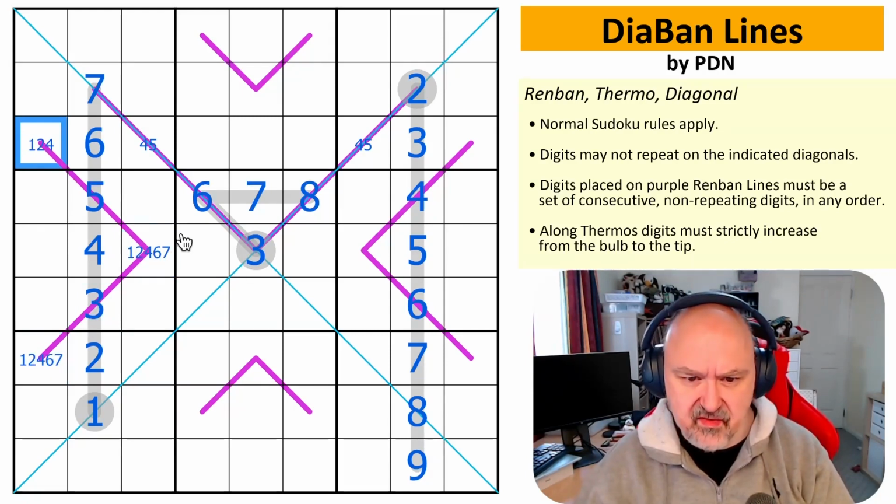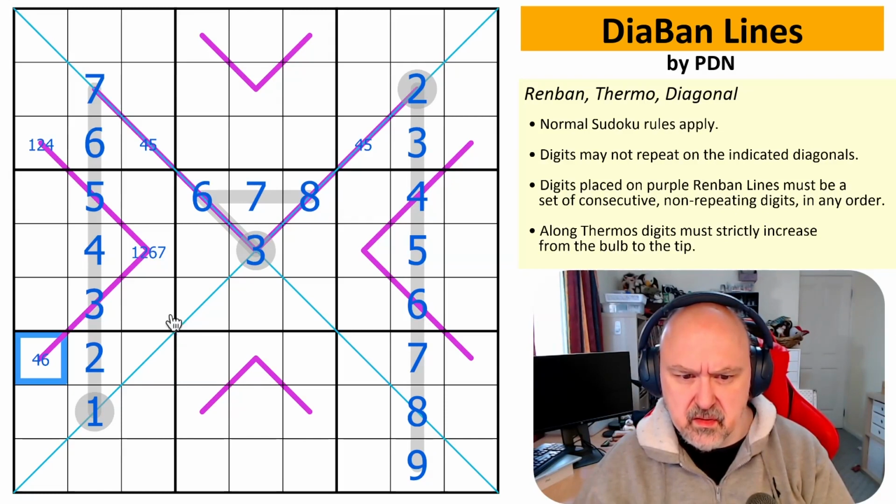Now this can't be 6, 7. This can't be 4. And this can't be 1, 2. Or 7. And one of those must be 4. So I could still go 3, 4, 5, 6, 7, or 1, 2, 3, 4, 5.